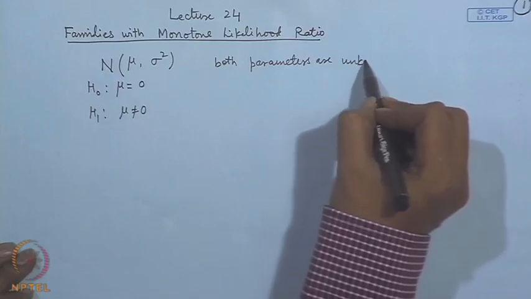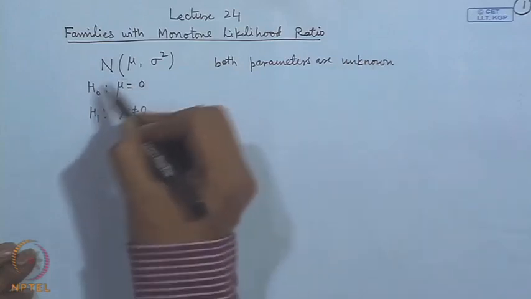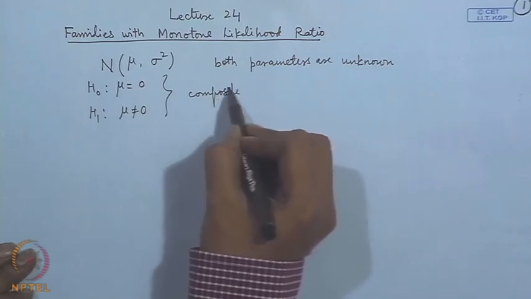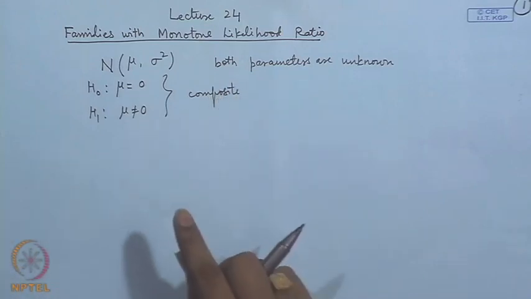both parameters are unknown. Therefore, both hypotheses are composite hypotheses, and therefore, the Neyman-Pearson lemma does not help us to give a solution in this particular problem. That means, it does not give a most powerful test.